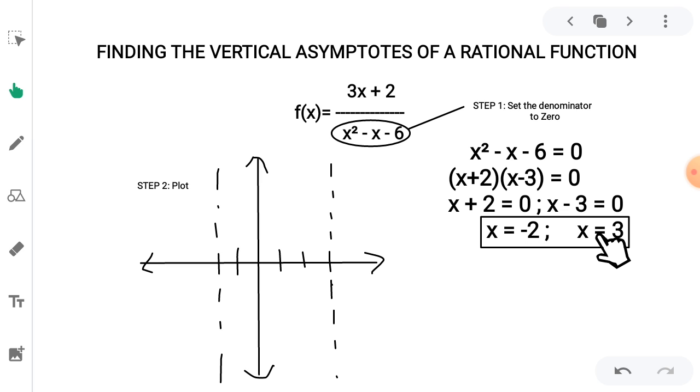So plot these, and they will become the vertical asymptotes of this given. The plot of the negative 2 here is this broken line, and the plot of the positive 3 is this broken line. So this is what we call the vertical asymptotes of this given.